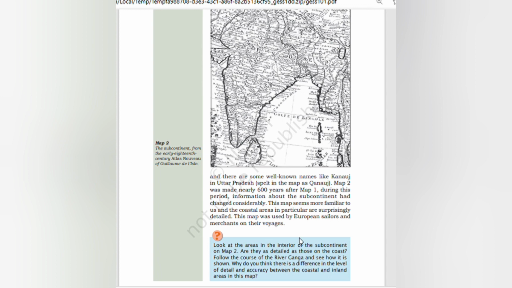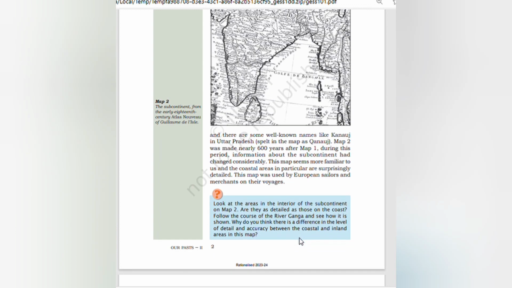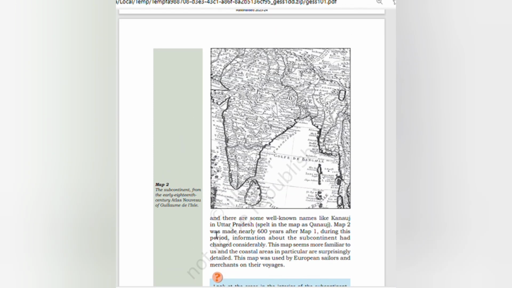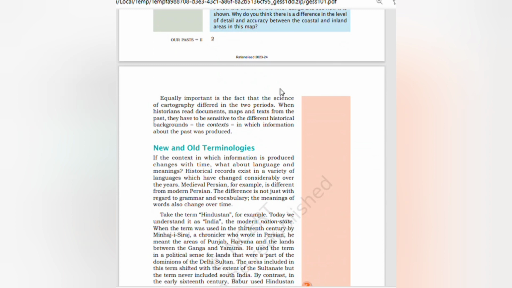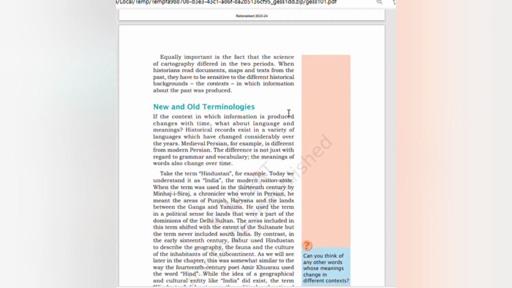Look at the areas in the interior of the subcontinent on the map. Are they as detailed as those of the coast? Follow the course of the river Ganga and see how it is shown. Equally important is the fact that the science of cartography was different in the two periods.